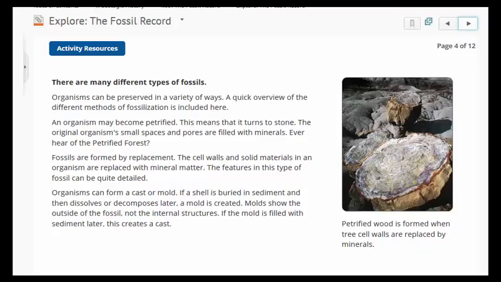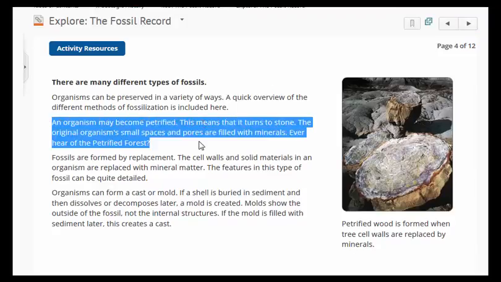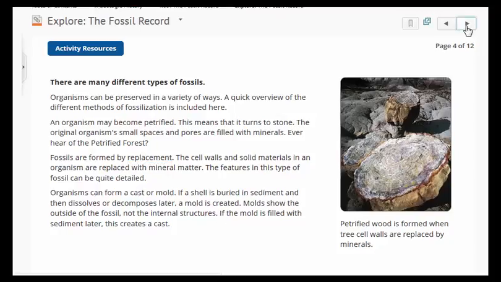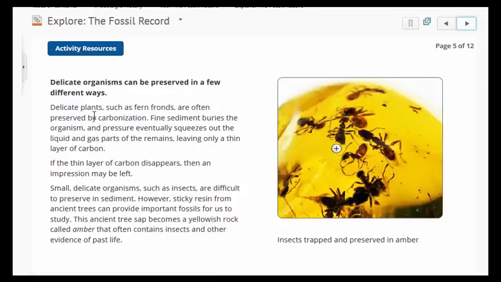There are different kinds of fossils. It can be turned to stone or fossilized. It can be a replacement, where the cell walls and solid materials are replaced by minerals, or it can be a cast or mold of the shell. And it can be preserved in many different ways that you can read about in the lesson.